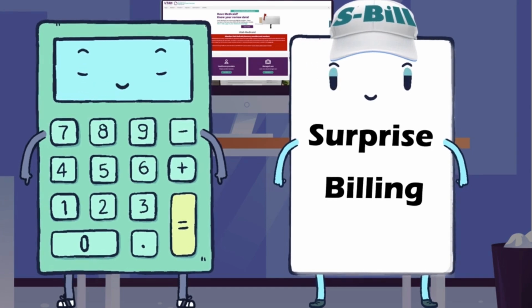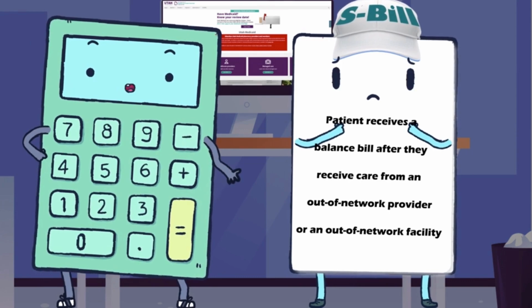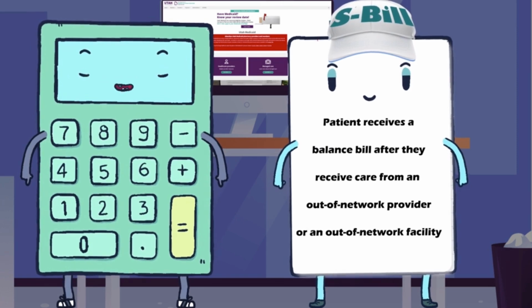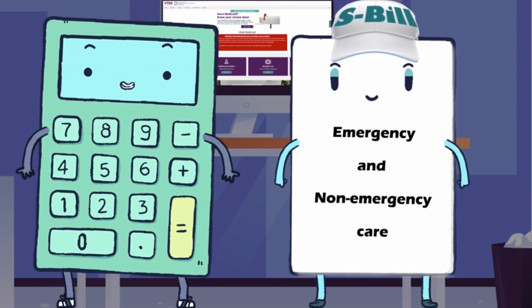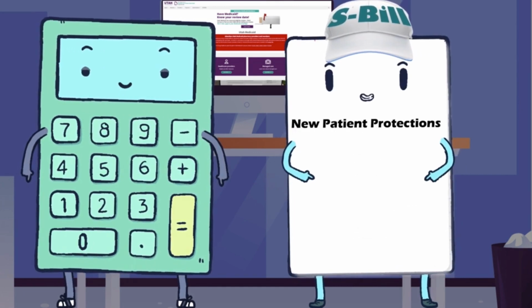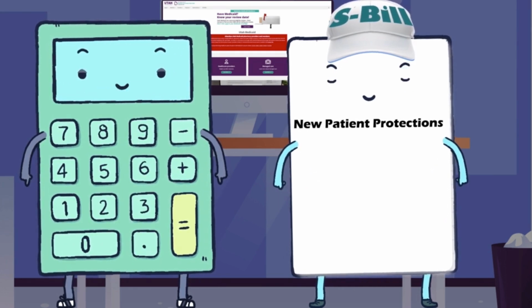Surprise billing. Surprise billing happens when a patient receives a balance bill after they receive care from an out-of-network provider or at an out-of-network facility, such as a hospital. It can happen for both emergency and non-emergency care. There are new protections in place for patients from receiving surprise billing.